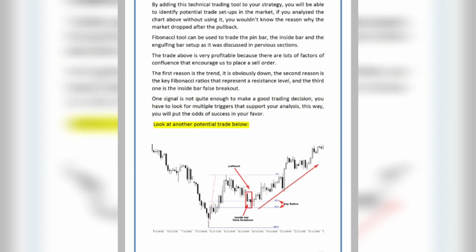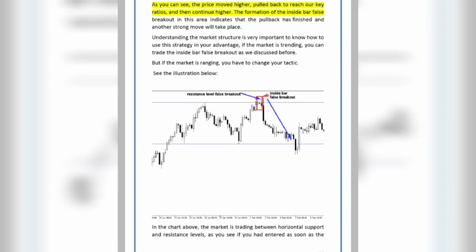Look at another potential trade below. As you can see, the price moved higher, pulled back to reach our key ratios, and then continued higher. The formation of the inside bar false breakout in this area indicates that the pullback has finished and another strong move will take place. Understanding the market structure is very important to know how to use this strategy to your advantage. If the market is trending, you can trade the inside bar false breakout as we discussed before. But if the market is ranging, you have to change your tactic.